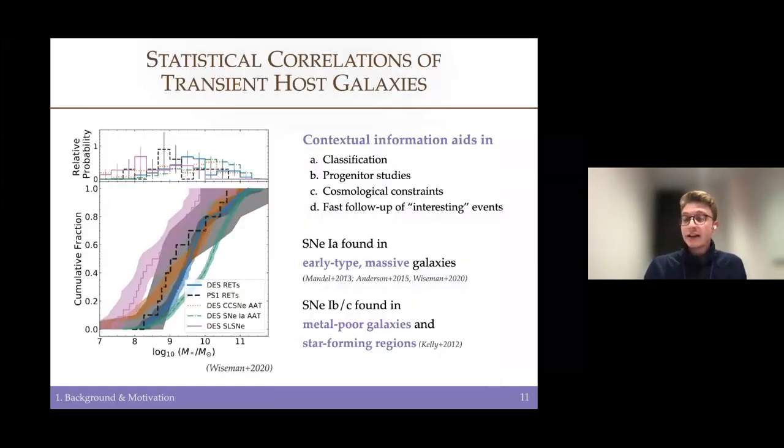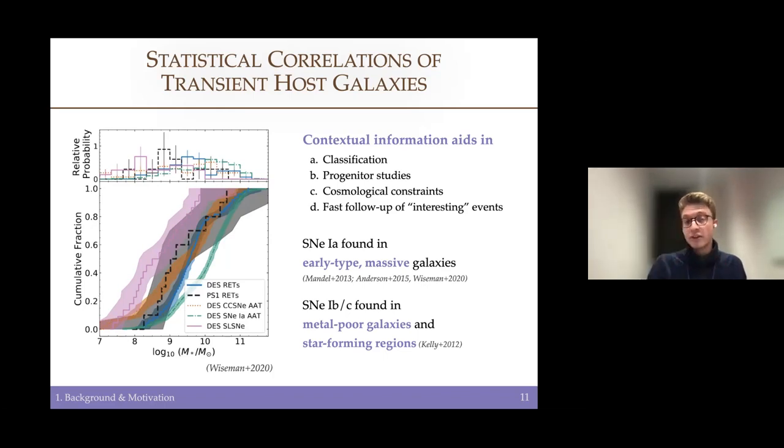And this prior information can come in the form of host galaxy correlations. So host galaxy correlations are things that have been known about for a fairly long time. They can aid in a litany of different studies. On the left, I'm showing a plot from a DES paper of the cumulative fraction of the stellar masses of host galaxies of different classes of transients. And the error bars are pretty large where the samples are small, but the big thing to notice here is that these cumulative fractions look different for different classes.